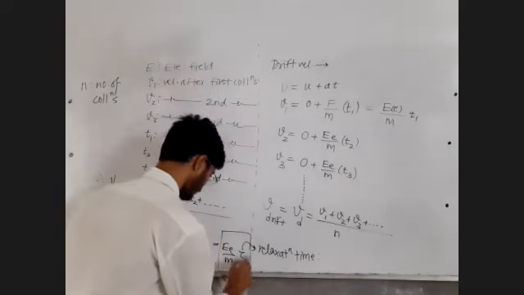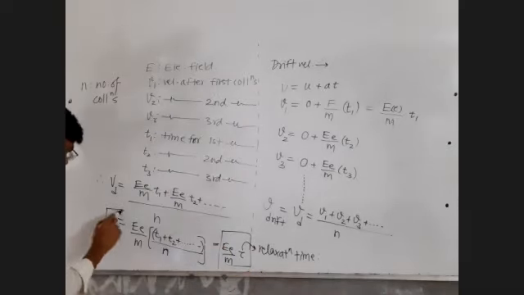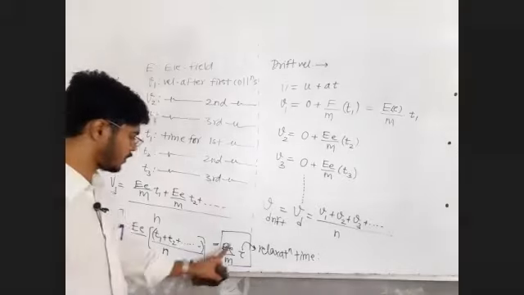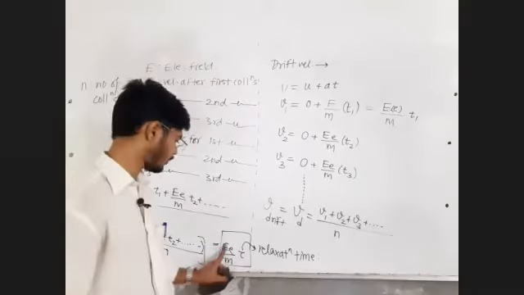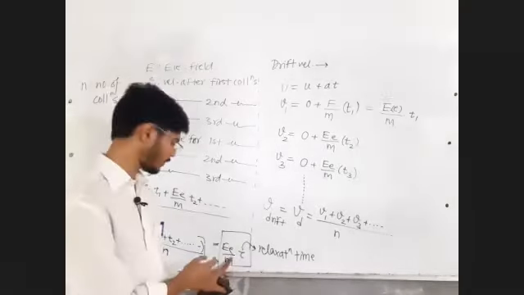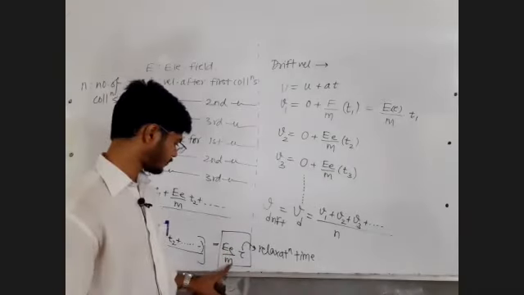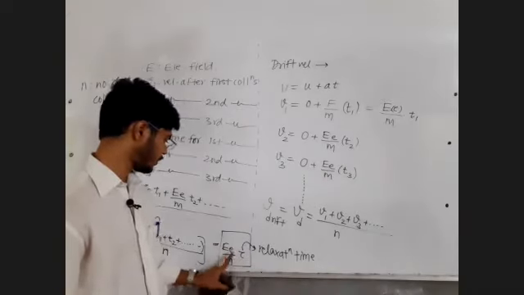Square bracket this: drift velocity is eE by m into tau. Electric field into the charge on the electron, numerical value only, by m into tau. This is how I remember it.